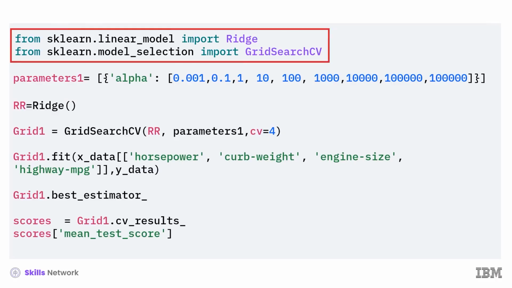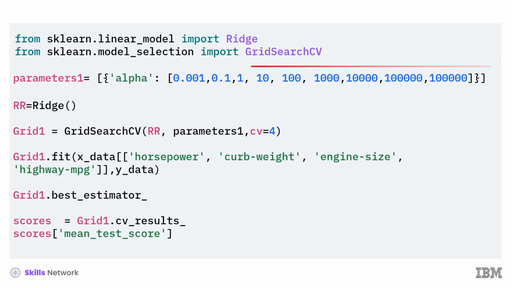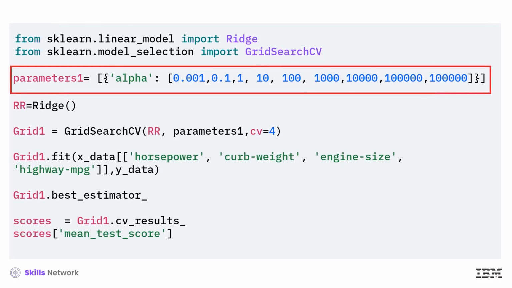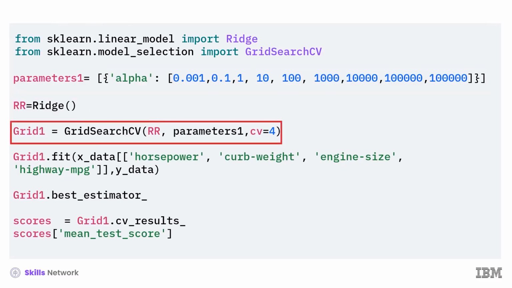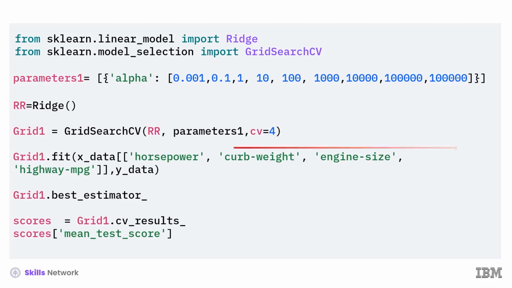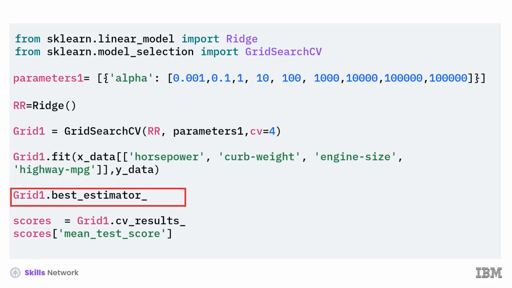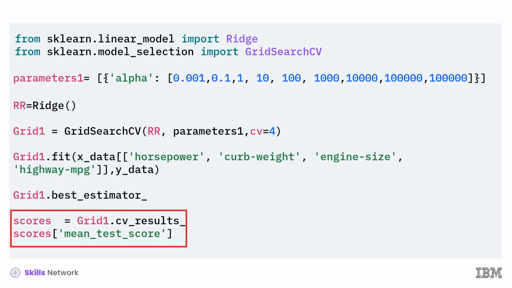First, we import the libraries we need, including GridSearchCV, and the dictionary of parameter values. We create a ridge regression object or model. We then create a GridSearchCV object. The inputs are the ridge regression object, the parameter values, and the number of folds. We will use R-squared. This is the default scoring method. We fit the object. We can find the best values for the free parameters using the attribute best_estimator_. We can also get information like the mean score on the validation data using the attribute cv_results_.